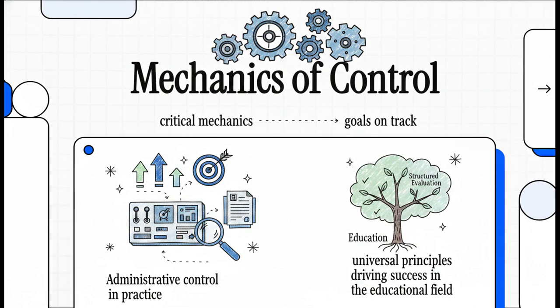Welcome to This Explainer. Today, we are going to dive right into the mechanics of how successful organizations actually keep their goals on track. We'll unpack the core concepts behind administrative control, see what it looks like in practice, and then explore how these really universal principles pivot to drive success in the educational field through structured evaluation.